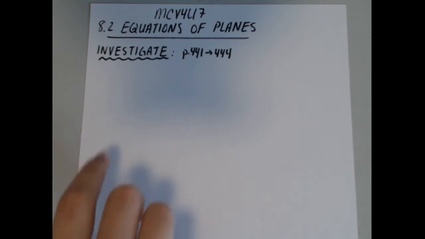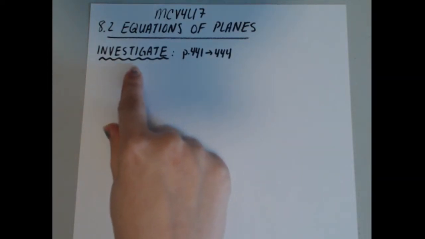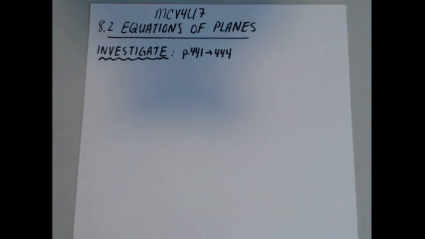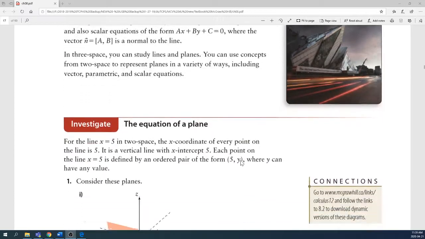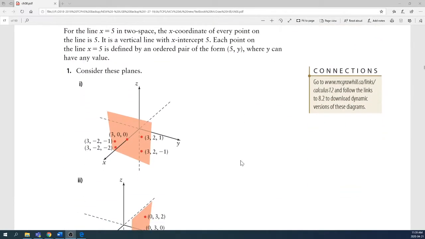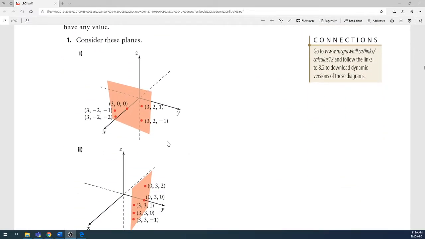The first thing I want to do is look at the investigation at the beginning of section 8.2 on pages 441 to 444. So I'm going to bring that up on the screen now. If you have your book in front of you or you have the electronic version, just take a look. We're going to start off the investigation with number 1.